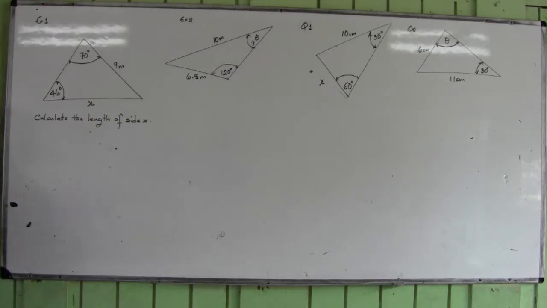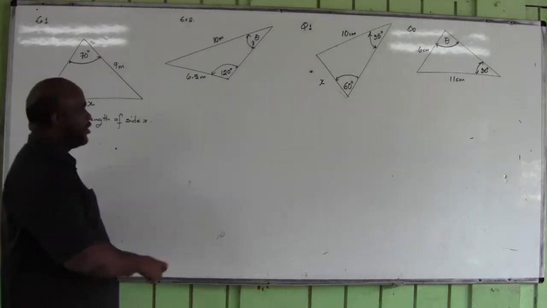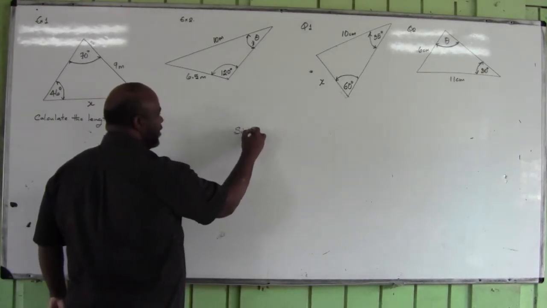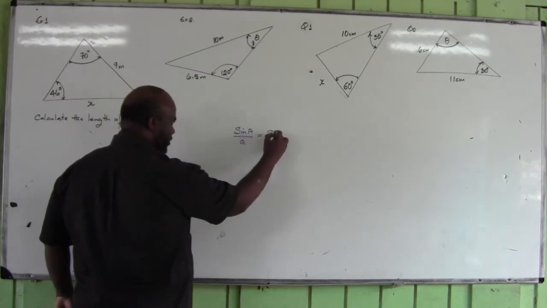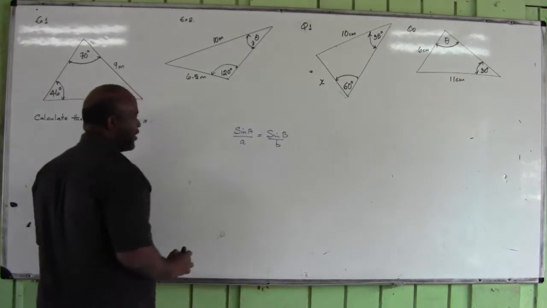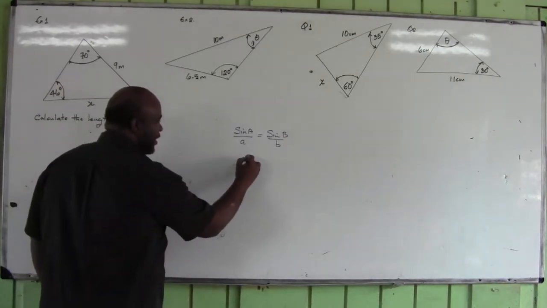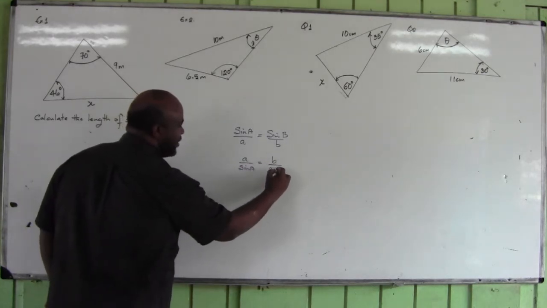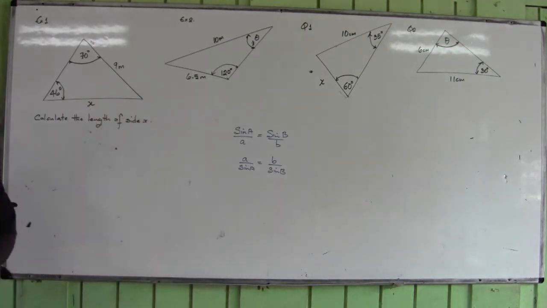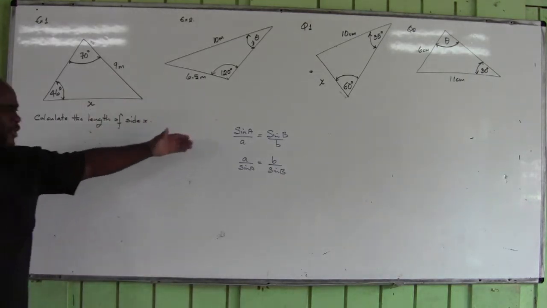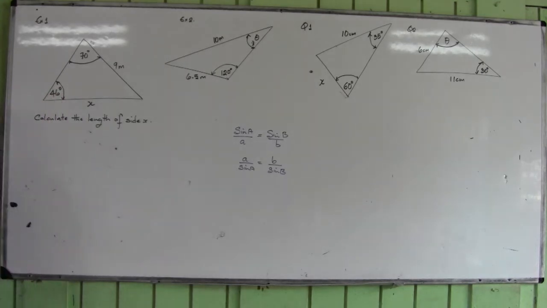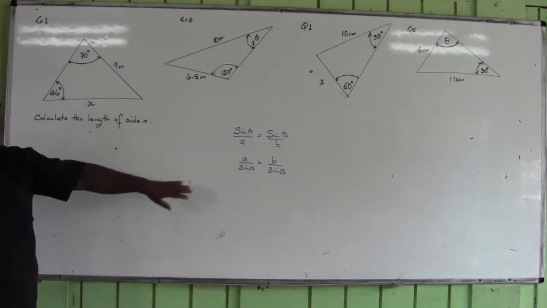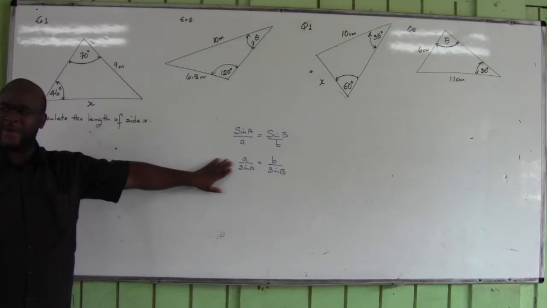You can write the sine rule like this: sine A over a is equal to sine B over b. You could also write it like this: a over sine A is equal to b over sine B. Now, please note, which way I write it depends on what I want to find. If I want to find an angle, I write it the top way. If I want to find the length of a side, I will use the bottom way. Are you with me?